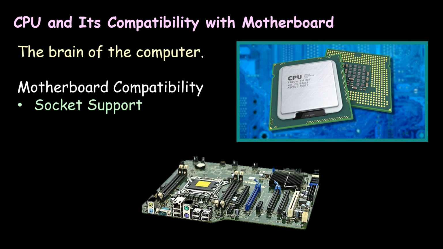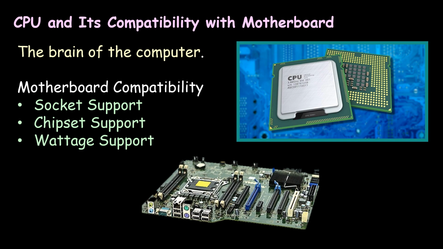And the second one is the chipset support. The chipset on the motherboard helps the CPU talk to the other parts of the computer like the memory and storage. The motherboard's chipset must be compatible with the CPU so that everything works smoothly together.